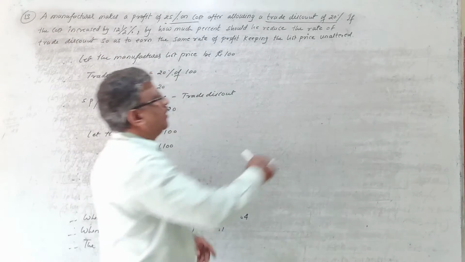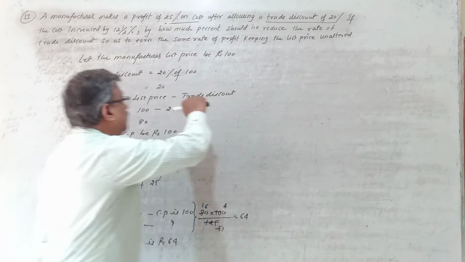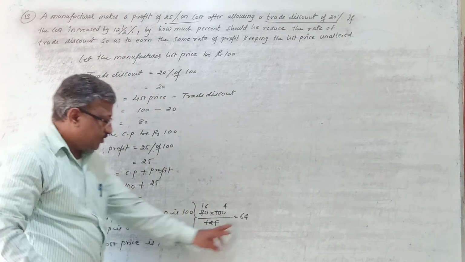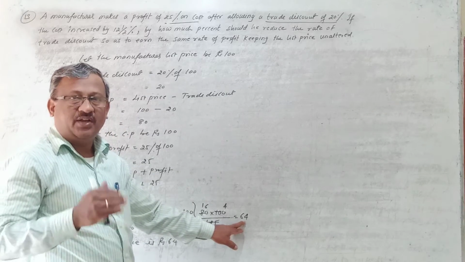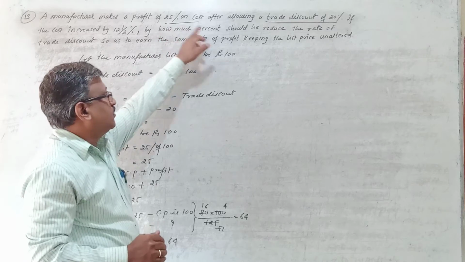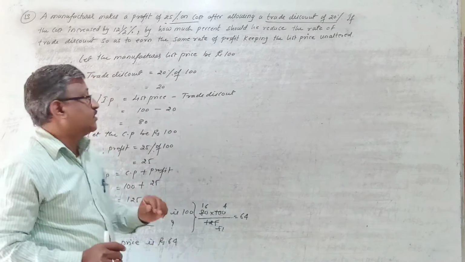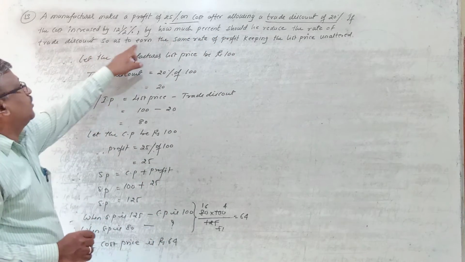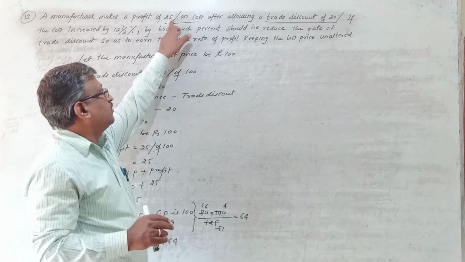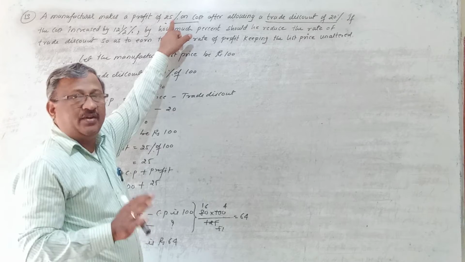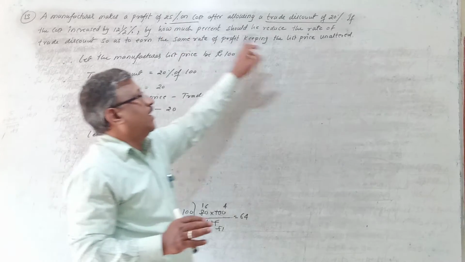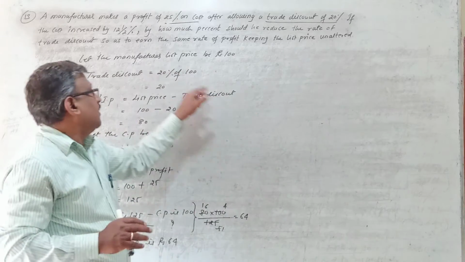Further, they said, if the cost is increased by 12.5%, means if this cost price is increased by 12.5%, by how much percent should he reduce the rate of trade discount, so as to earn the same rate of profit? Means the manufacturer wants the same rate of profit. What is the rate of profit? 25% only. So if you want to make a profit of 25% and he is going to keep the list price the same, how much is it?